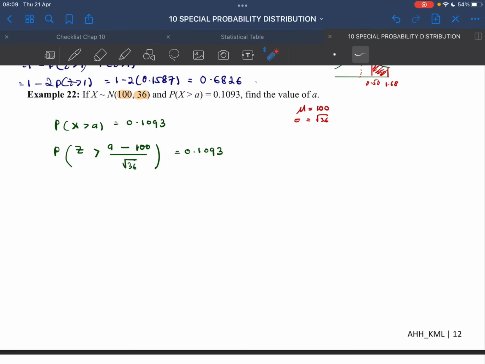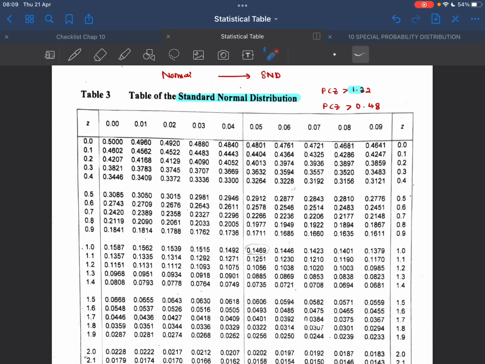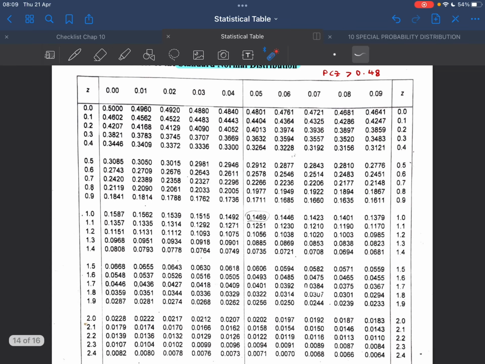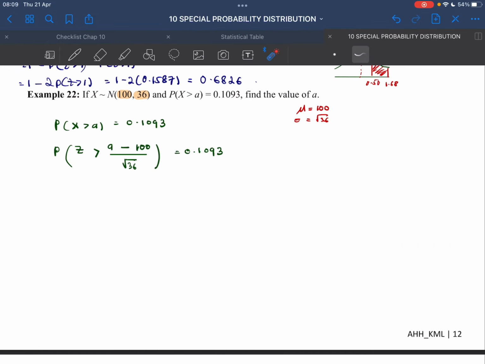Okay, we have 0.1093. So here is 0.1108, 0.1075, and here is 0.1093. Your probability represents 1.23. So what we know here is that P(Z greater than 1.23) is equal to 0.1093. So what we can do is compare this with this one here.